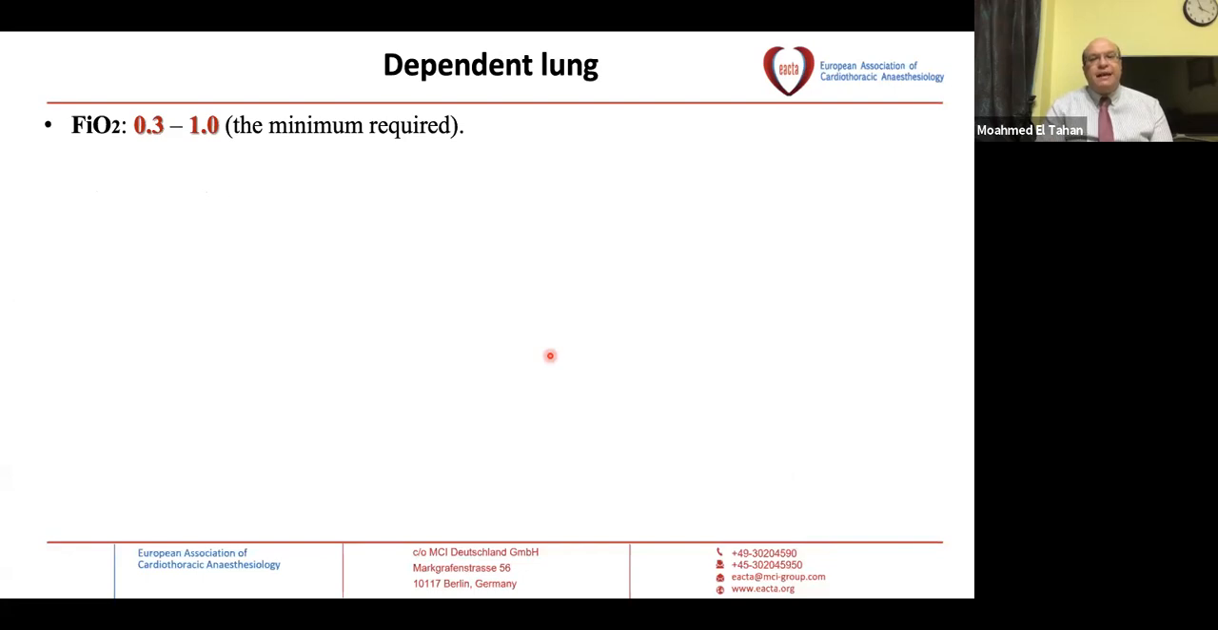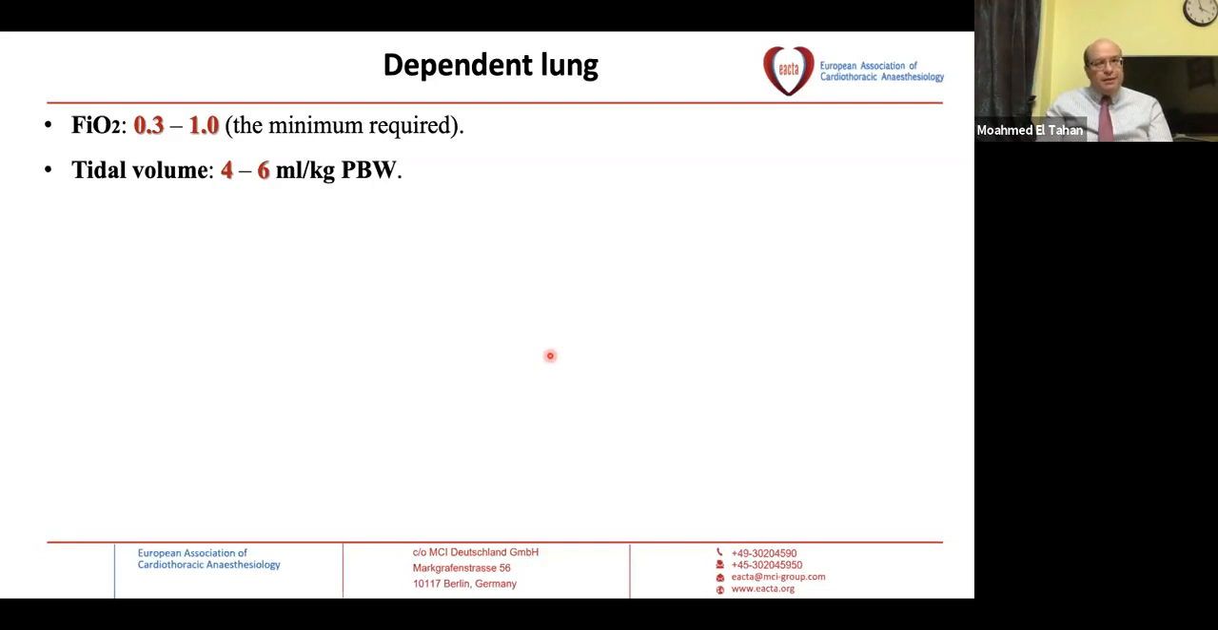We have settings for the ventilated dependent lung, which is the non-surgical lung. FiO2: you have to titrate the fraction of inspired oxygen between 30 to 100%, and you have to consider the minimum percent required to maintain saturation. You don't need to maintain saturation at 97, 98, no. The target is 90 to 92 in an adult healthy patient, and in geriatric, you can accept 88% to 90% oxygen saturation. Tidal volume: we are titrating tidal volume not on the whole body weight, but on predicted body weight using specific tables.